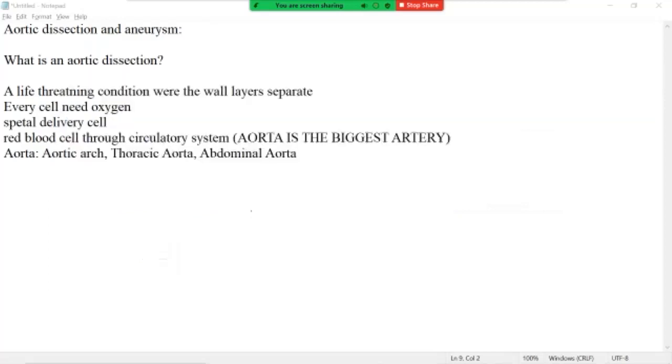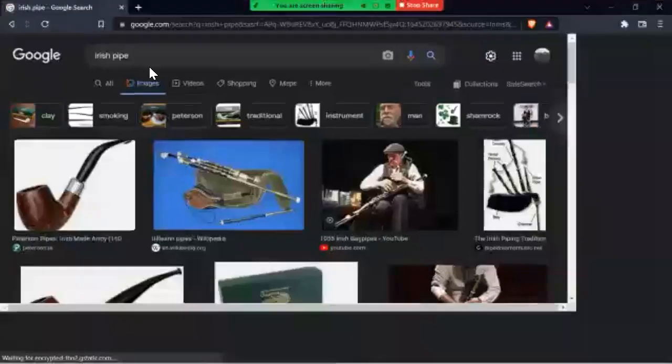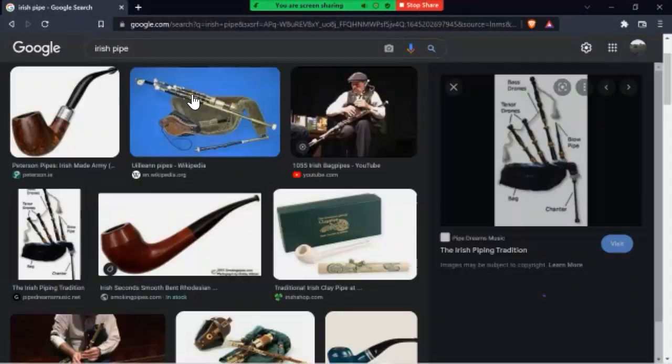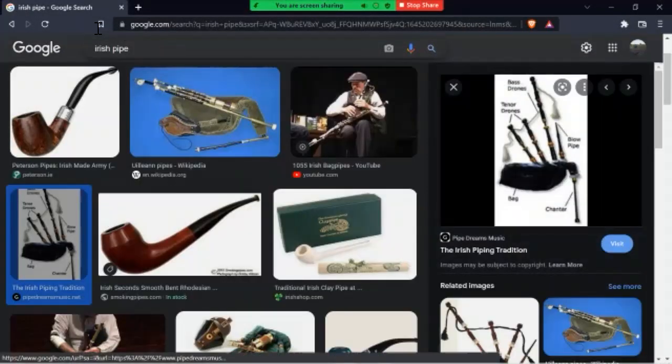How do you call it? It looks like an Irish pipe. I don't know if you can see here. No, not that one. This one looks like an Irish pipe.